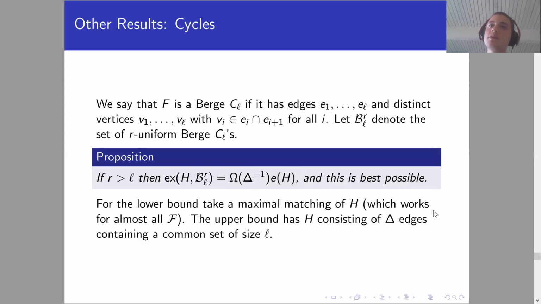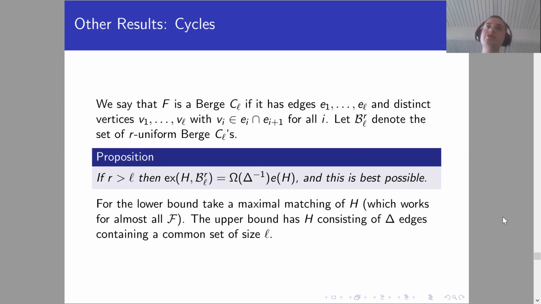And this is best possible because you can take H to consist of delta edges, all containing a common set of size L. This has maximum degree delta, and because R is greater than L, this thing actually exists. And you can check that if you take any L edges of H, because they contain this common set of size L, that defines a Berge cycle, and so you lose. So you can only take constantly many edges in H, and particularly you get a corresponding upper bound. So when R is bigger than L, you can't really say anything interesting here.